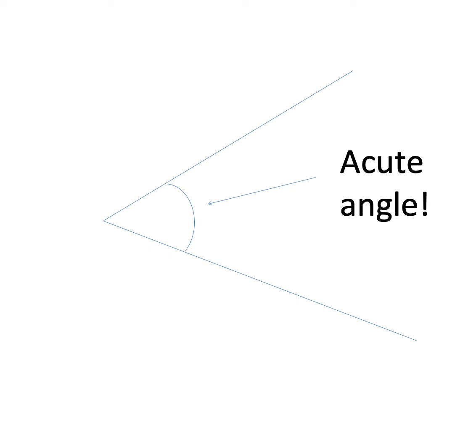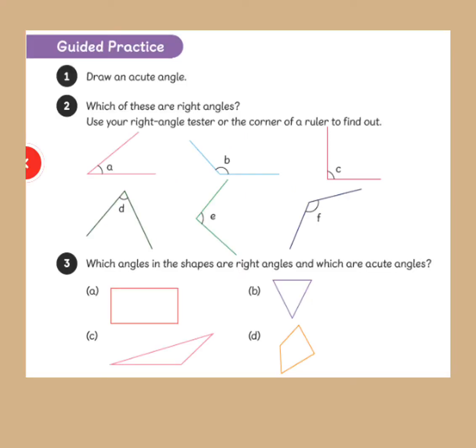Here's an example. I've marked out where the acute angle is, and I've marked it with an arc this time and not a square, because a square is just to show right angles. Now, we've done question 1, so we'll have a look at question 2 now. Which of these angles are acute or smaller than a right angle? If you'd like to, you could use your right angle tester or the corner of a ruler to find out, or to check. See you in 5.